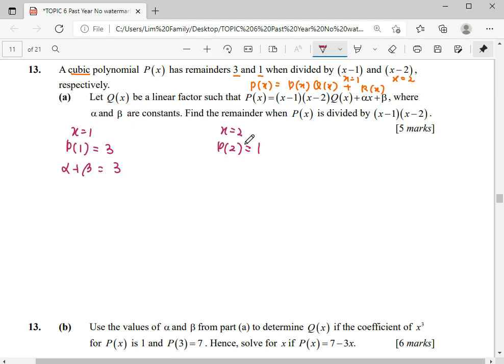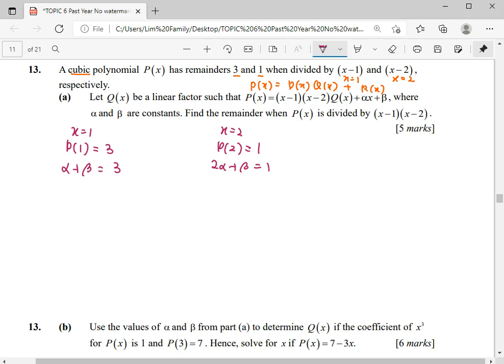Another piece of information: when I substitute 2 into the polynomial, you can notice there is no problem. When I substitute 2 here, this part will be 0. Just 0 times everything becomes 0. So our polynomial gives 2 alpha plus beta. So find out what our alpha and beta are first, and that will be our remainder when the polynomial is divided by (x minus 1)(x minus 2).